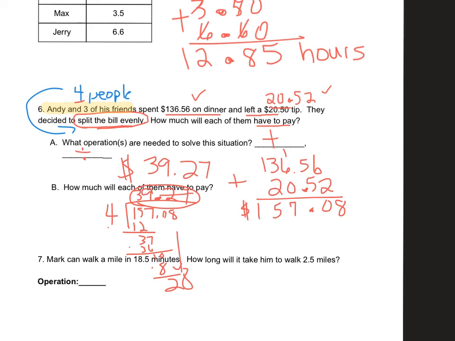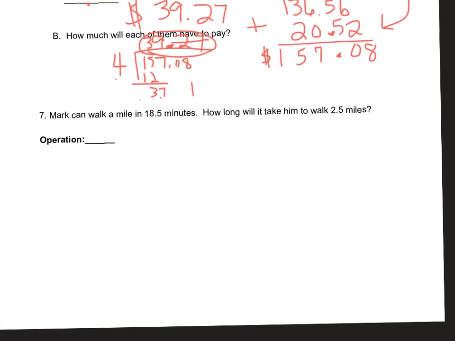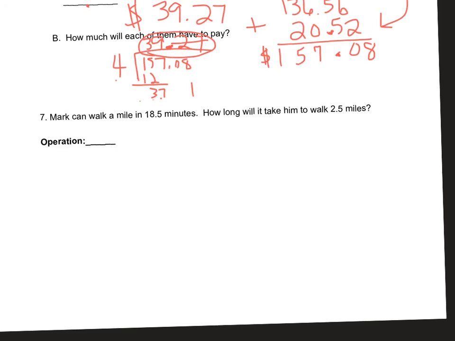Okay, you can always check to see if you take 39.27 and multiply it by 4 to see if that gives you the total amount that they spent. All right, let's go on to our last problem, Patriots. Mark, he can walk a mile in 18 and a half minutes. All right, so I need y'all to think about your PE. So 1 mile equals 18.5 minutes. How long is it going to take him to walk 2 miles?